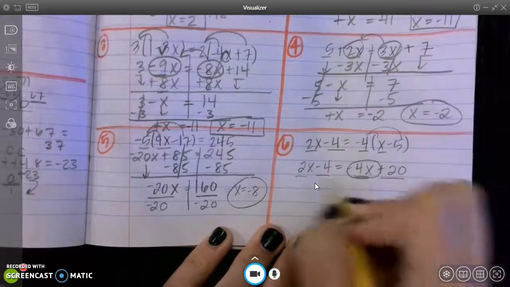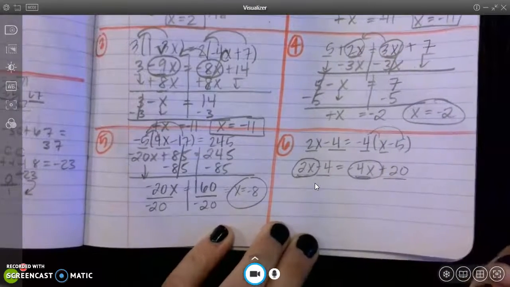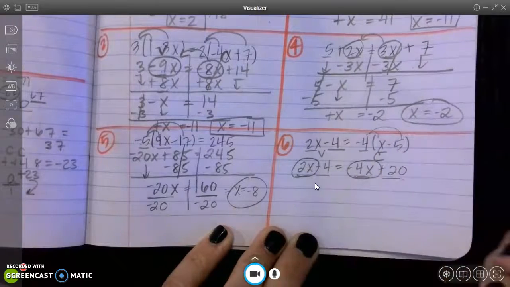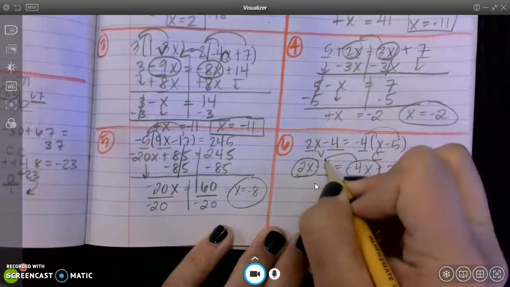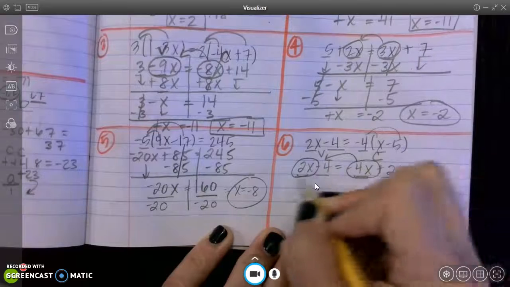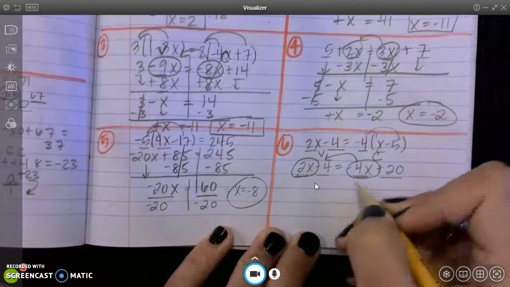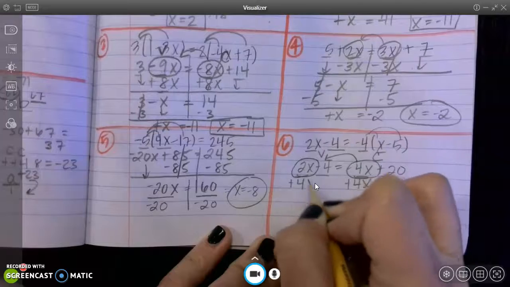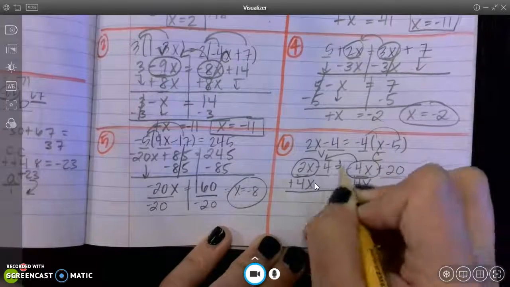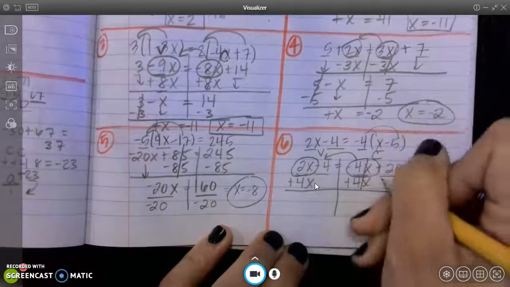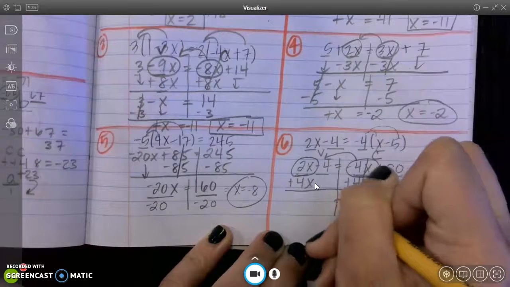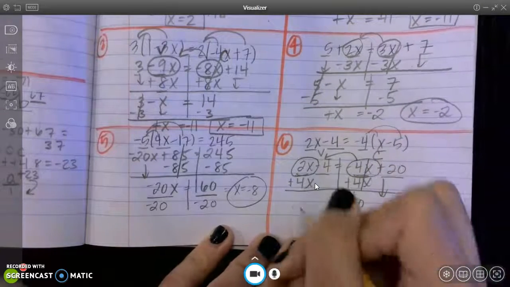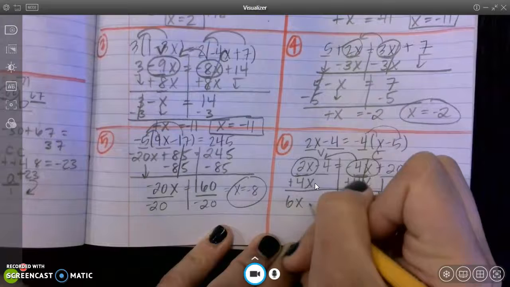But I have a variable term on the left and a variable term on the right. The variable terms need to go on the left side, and the constant terms need to go on the right side. So I have to move that negative 4x to be on the same side as the 2x by using inverse operations, which in this case is we need to be adding a 4x. The inverse of a negative 4x. Bring down the positive 20. 2x plus 4x, these are my like terms, that's why I lined them up, is 6x. Bring down the negative 4.